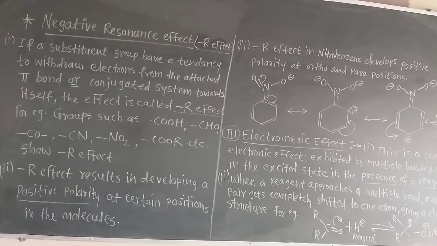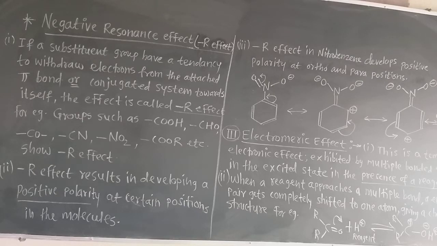In the last lecture we learned about the positive resonance effect, that is the plus R effect. In the plus R effect, in aniline, what is there? At ortho and para positions there are negative charges. The example we discussed was that of aniline. Now here the minus I effect is shown by substituents or groups which have a tendency to withdraw electrons.